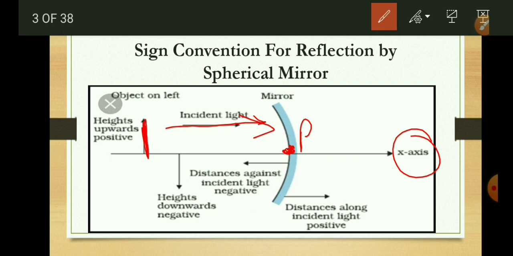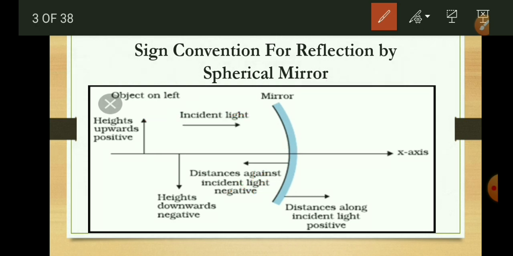So, like the Cartesian coordinate system, anything which is present to the left is negative and anything which is present to the right side is positive. Upside is positive and downward is negative. So you have to keep this in mind, that the pole is the origin, anything to the left is negative, anything to the right is positive, upside positive, downwards negative.